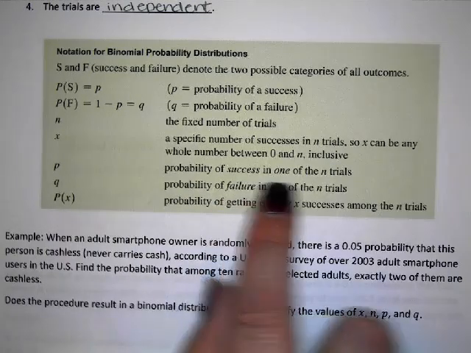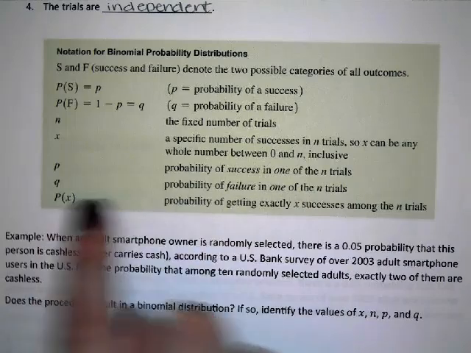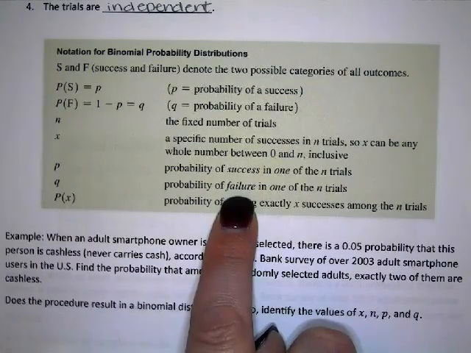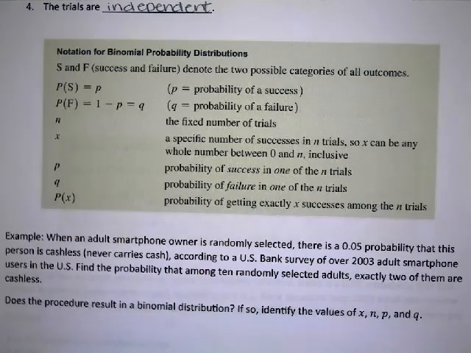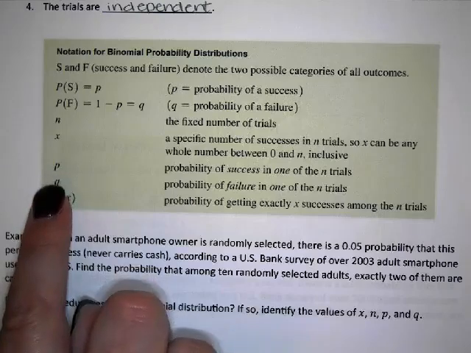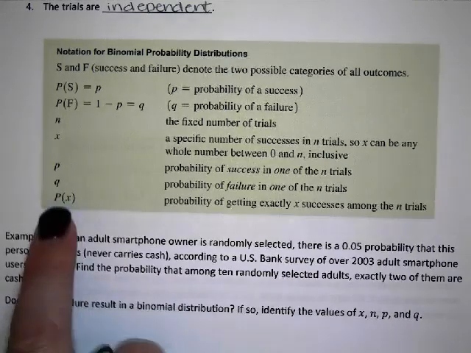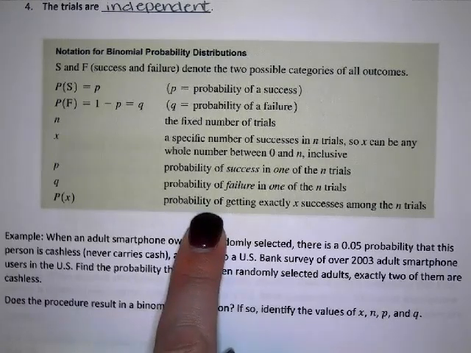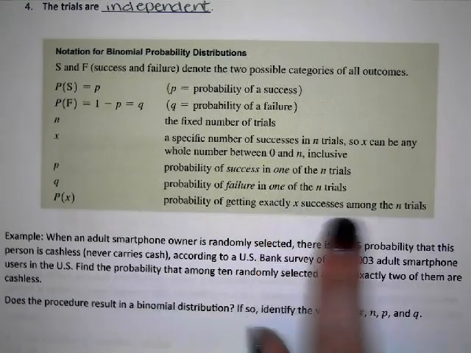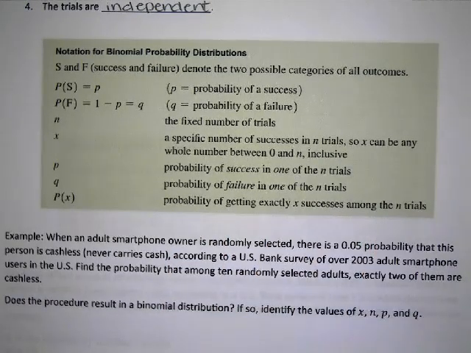P is the probability of success in one of the trials, and then Q is the probability of failure in one of the trials. And these two are complements of each other, which means the probability of the successes and the probability of the failures should add up to 1. It should be 100% of the data. And then P of X is the probability of getting exactly a specific number of successes among the n trials.